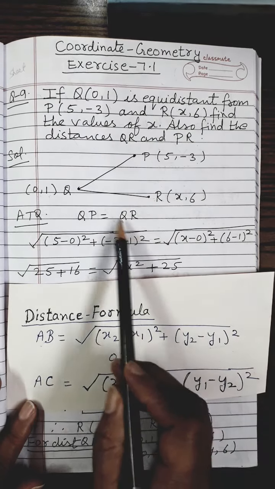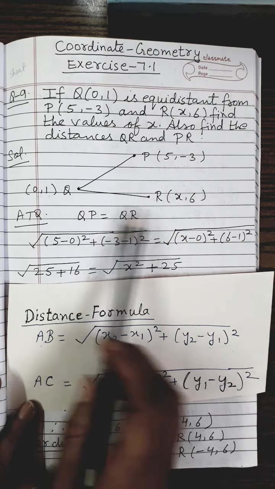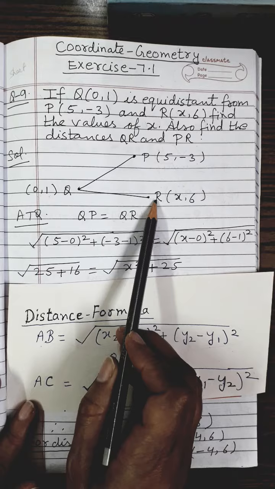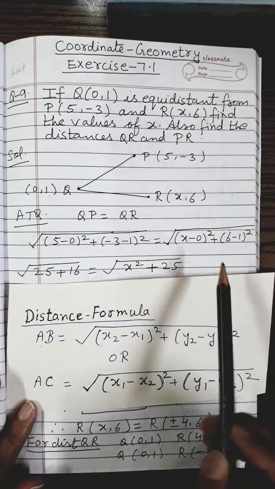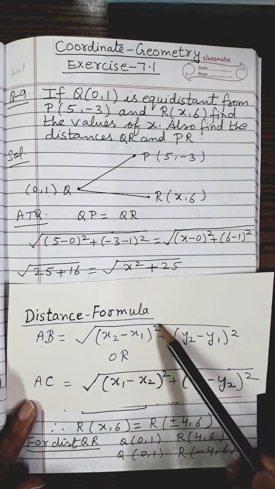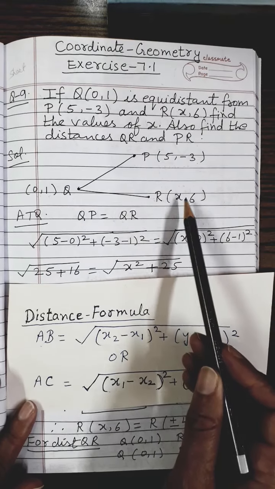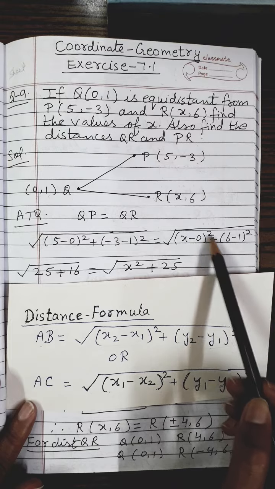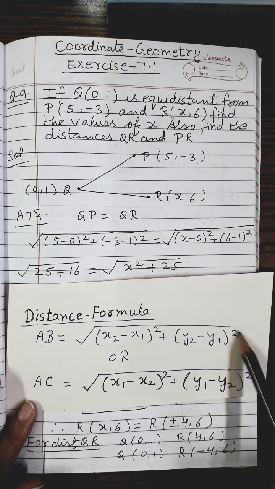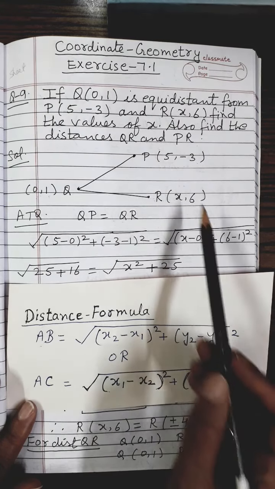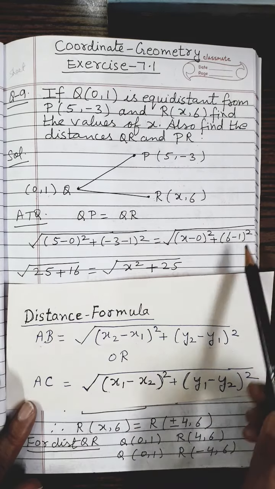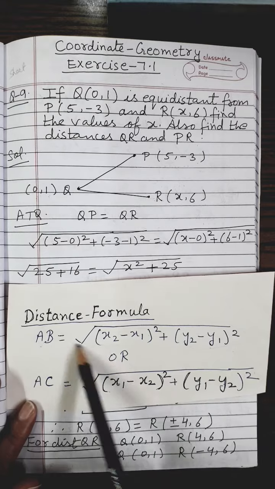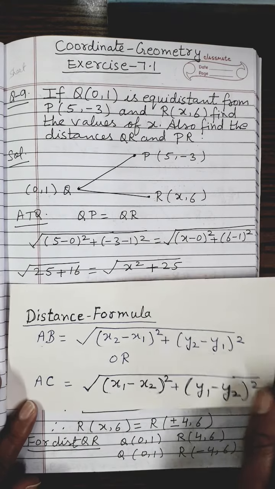Now come to point Q and R. So for distance QR, point Q is x1, y1 and point R is x2, y2. So what will be your (x2 minus x1) whole square? It will be like this, (x minus 0) whole square. So I write down square root of (x minus 0) whole square plus (y2 minus y1) whole square will be (6 minus 1) whole square, and this is square root. So I have made use of this distance formula for both the sides.